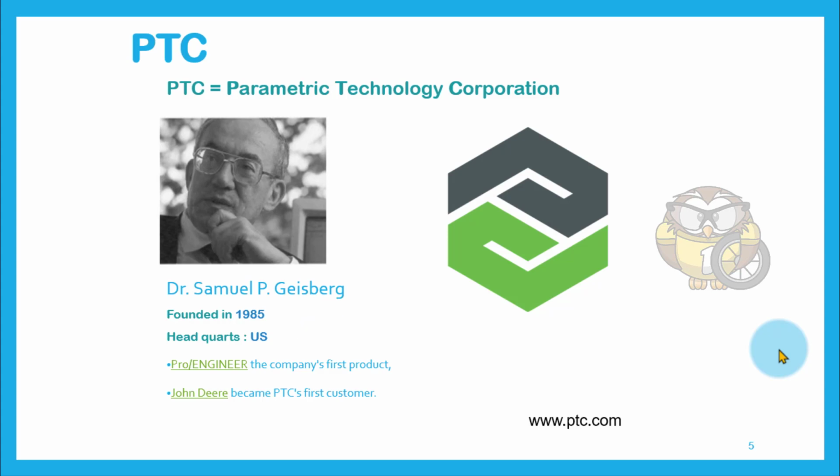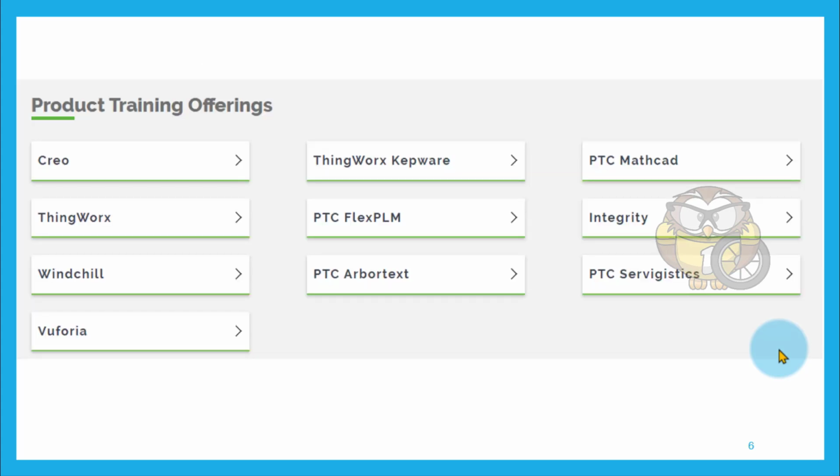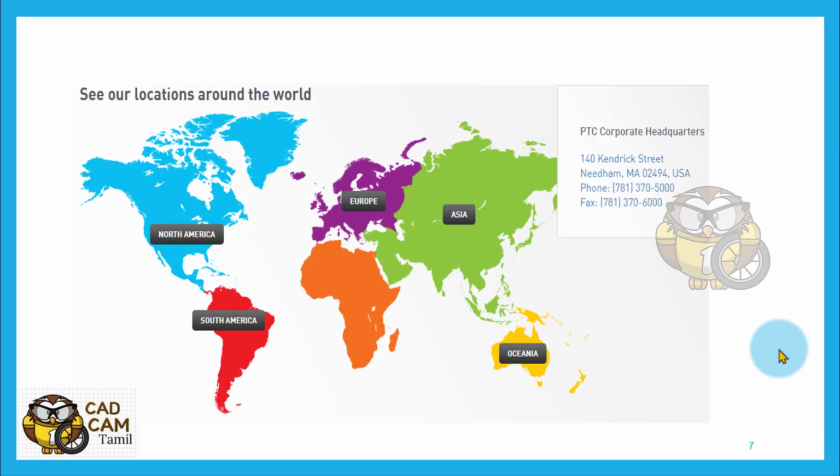The first customer of this PTC software, that is called Pro Engineering, is John Deere. I think everyone knows this is a tractor manufacturing company. So John Deere is the first customer of Pro Engineering software. A lot of products are available in the PTC company. Here I highlighted a few, like Creo, ThingWorx, Windchill, PTC Arbortext, and PTC Mathcad. These are very famous products coming from PTC. PTC has offices in almost all countries, but the headquarters is in the USA.